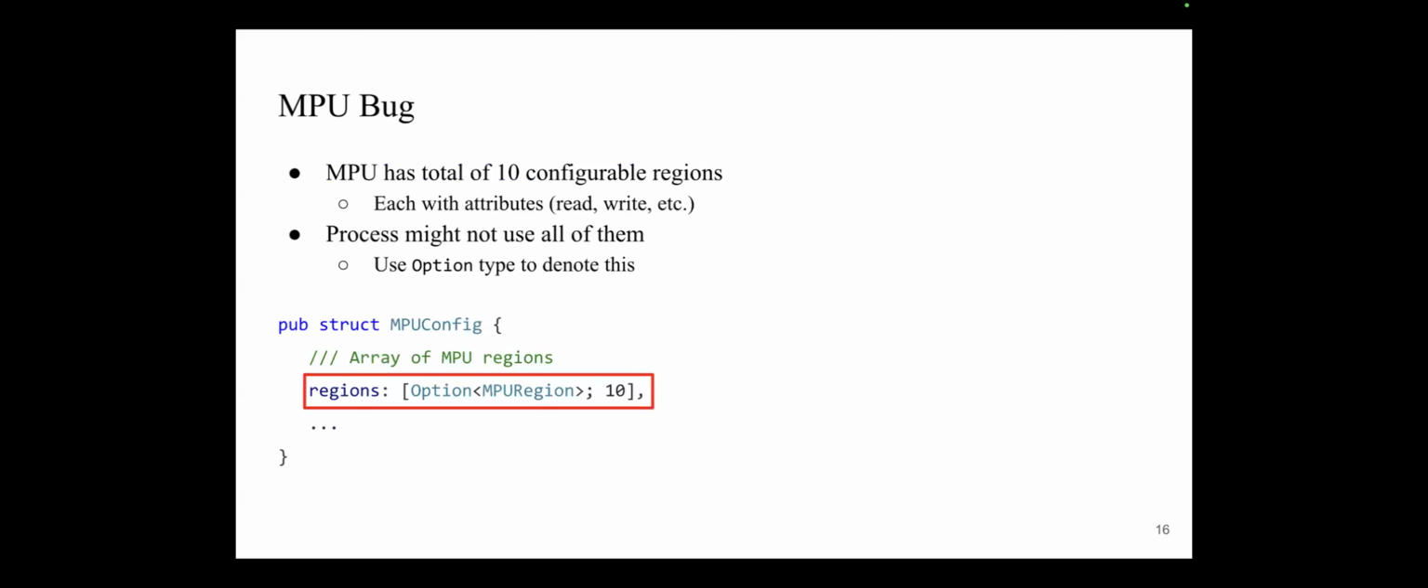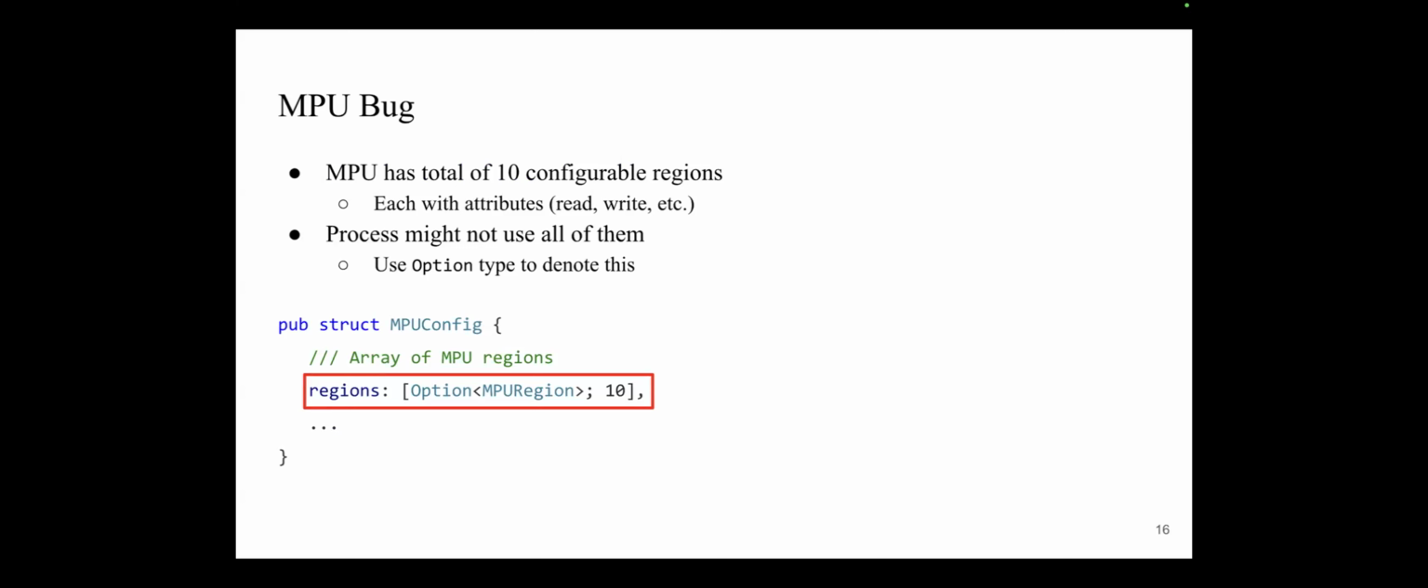Okay, so let's take a look at what this configuration looks like. It has a field called regions, and this is a fixed size array, and the size here is 10. The reason is that the MPU in this particular case has a total of 10 configurable regions. And a really important thing to understand here is that the process might not need all of them.